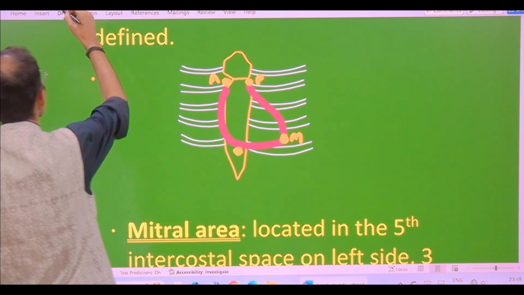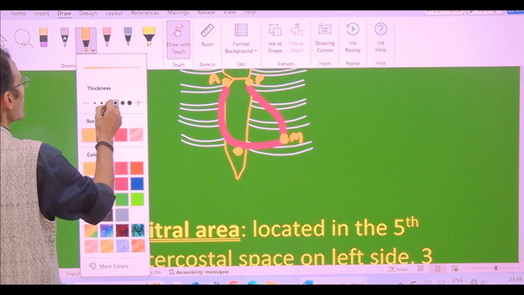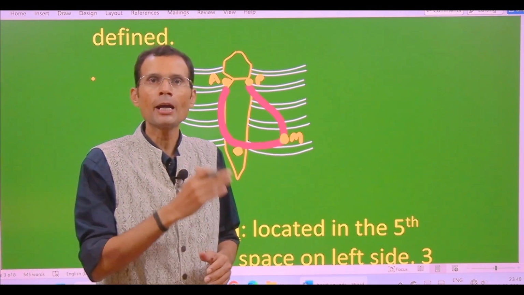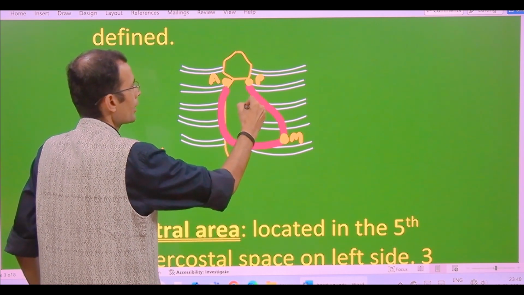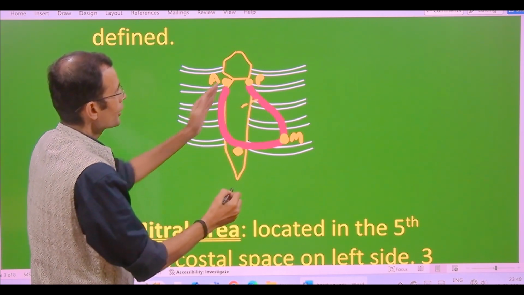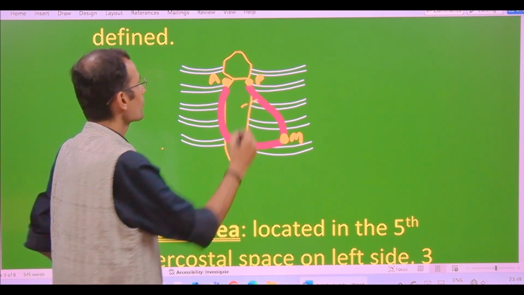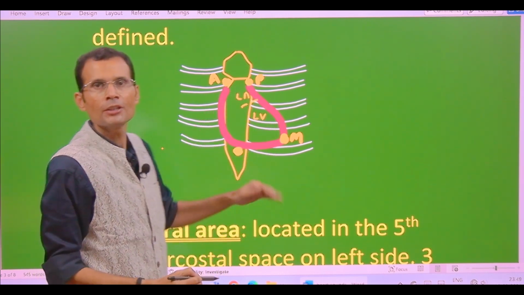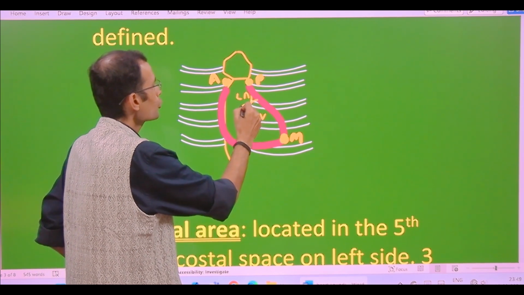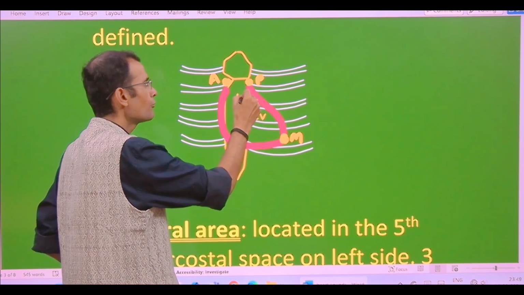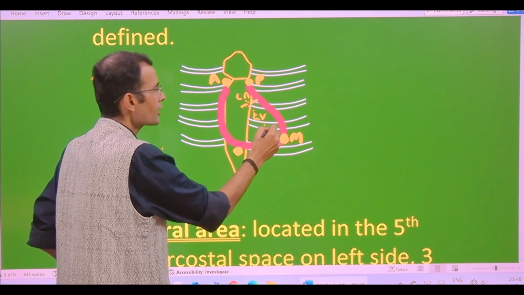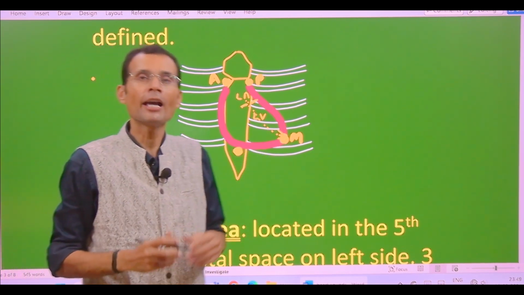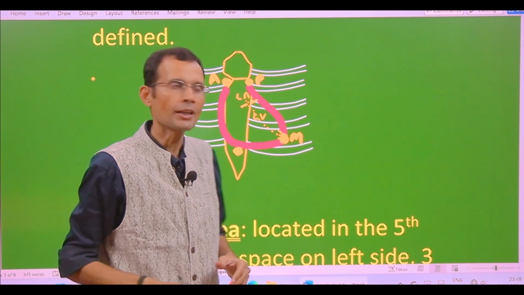Look, for instance, let's say mitral area. Mitral area is located over the apex beat. So here is a diagrammatic view. Left atrium, left ventricle, and between the two is the mitral valve. So the sound produced by the mitral valve is transmitted and heard best over this area, and therefore it is named as the mitral area.